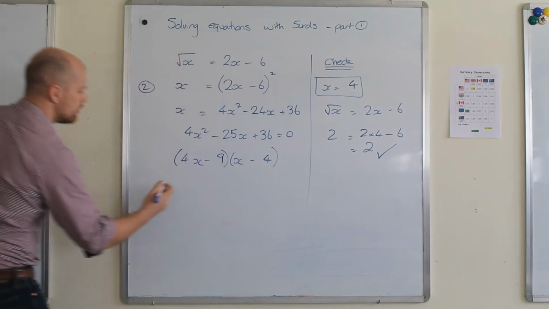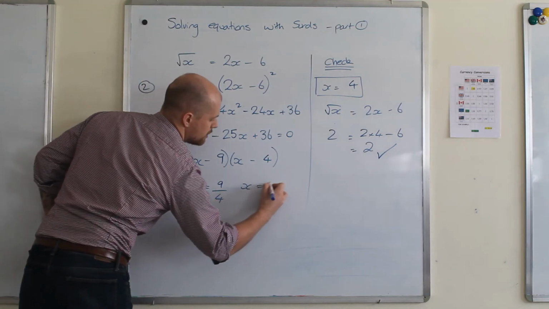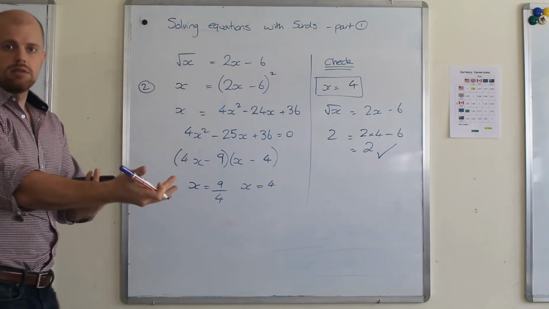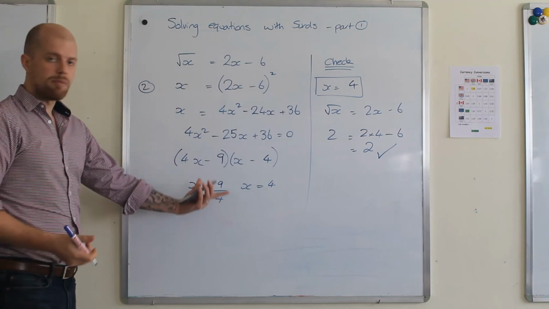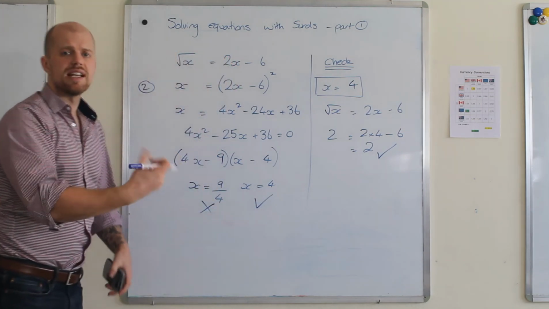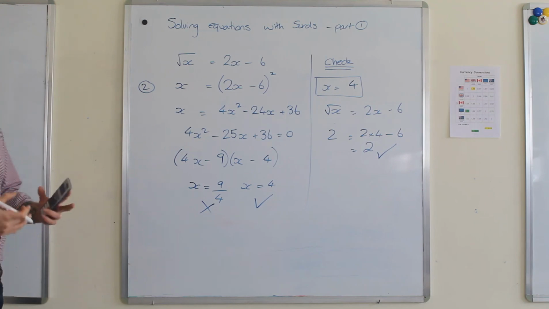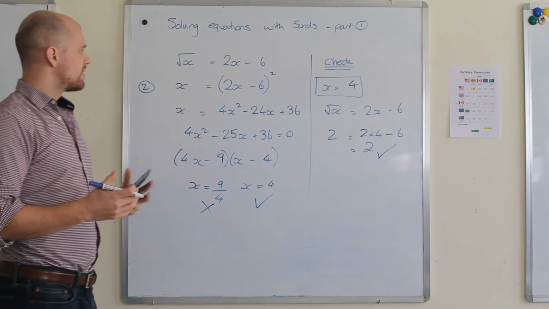So now I can solve it as before. x equals 9 over 4, or x equals 4. You need to check, just like we did. These are the solutions I had before. This one is not a solution, but this one is, based on the same reasoning as before. There's two methods to solve it. It doesn't really matter which way you use. Choose whichever method you like the most.